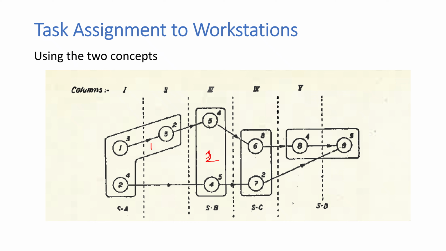Then 6 and 7 are combined as workstation number 3. The task times are 8 plus 2, that is 10. So that is possible. So this is the third workstation. Then 8 and 9 are combined as the fourth workstation, with 4 plus 5, 9 as the cycle time. So 4 workstations are ready now. They are named SA, SB, SC, SD.